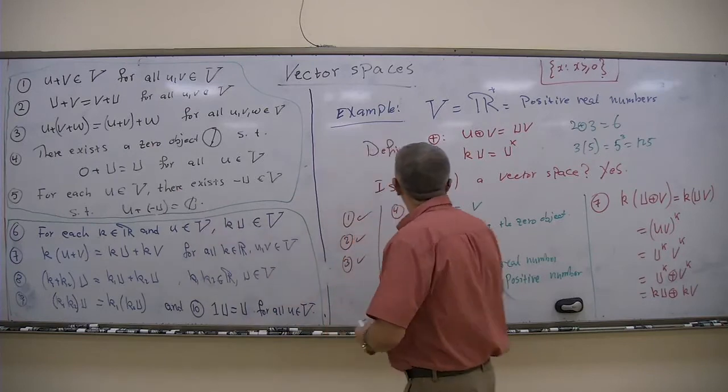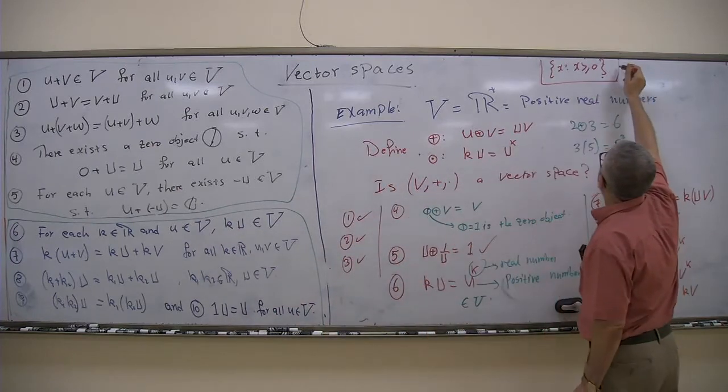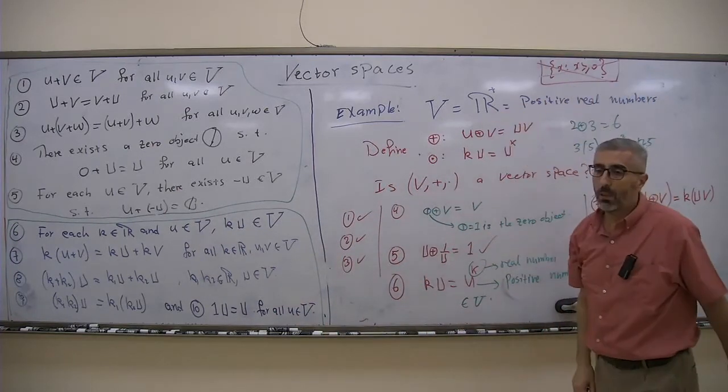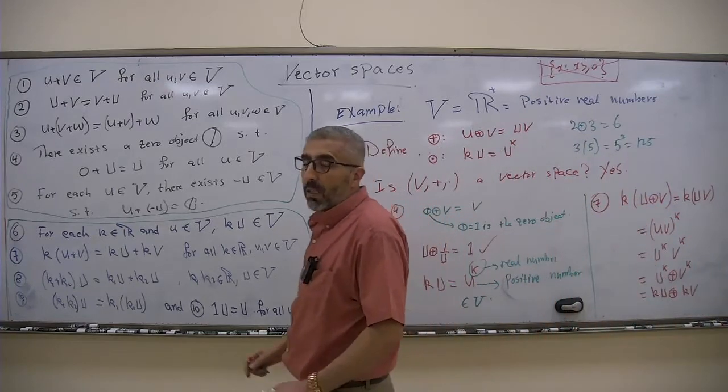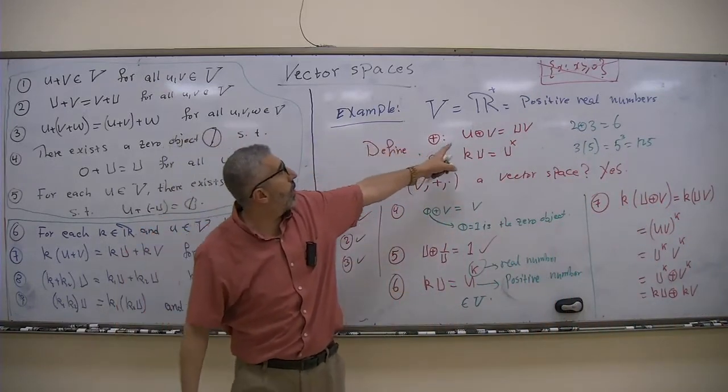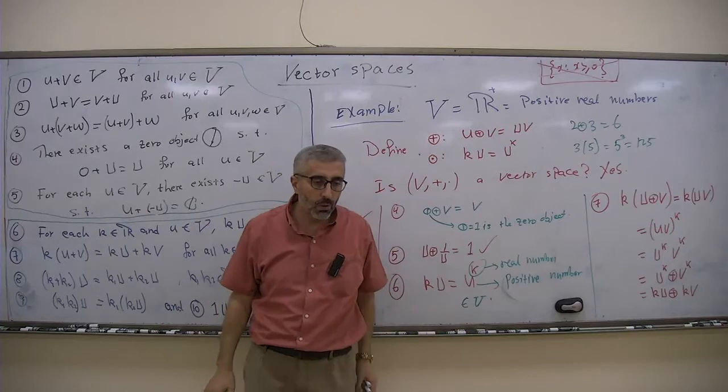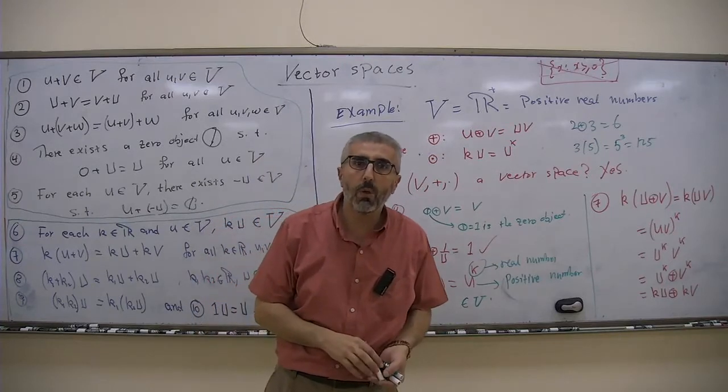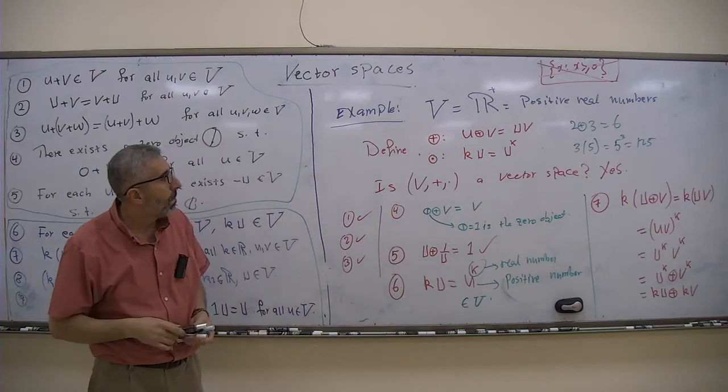Okay? So if you do this, that will ruin your vector space. If you add 0 to this set and you keep those operations, that will ruin your vector space. It will not be a vector space anymore. Okay? All right.